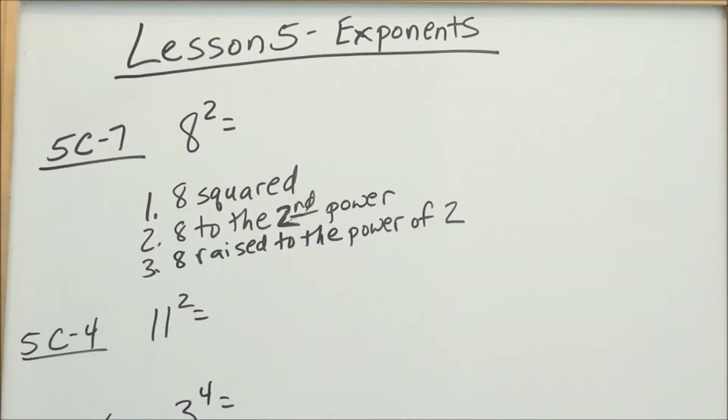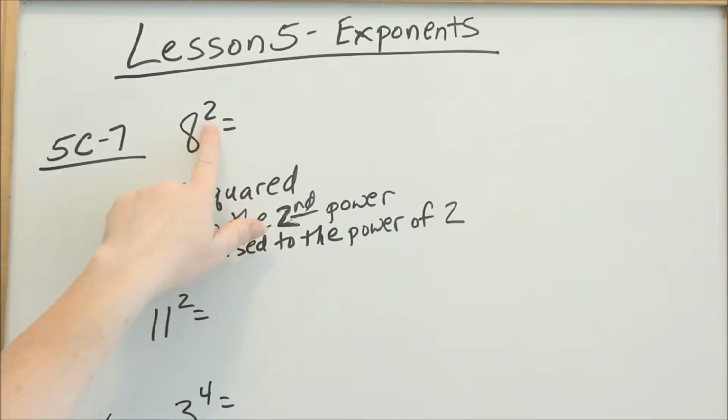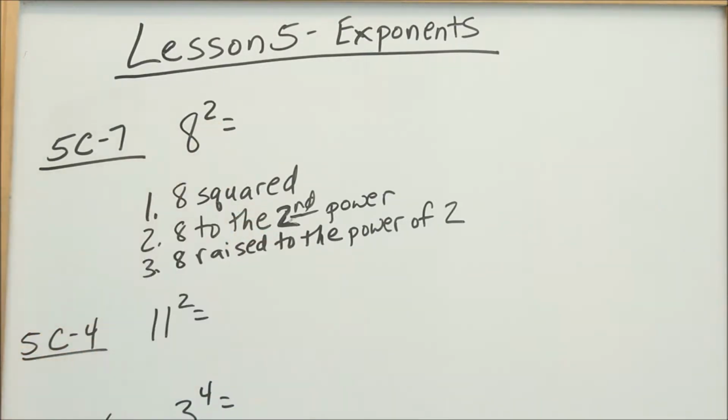Okay, today we're going to do exponents. This number that's up high and smaller is called the exponent. This number down here has a different name that you'll learn later. But if you want to know, this is called the base. This is the exponent. It's smaller and it's up higher.